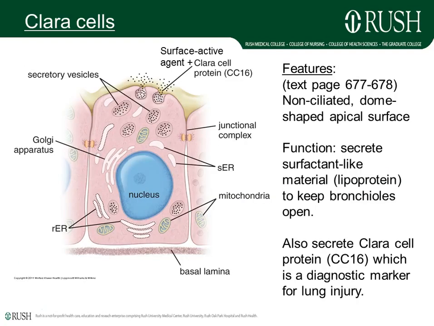So what are Clara cells? Clara cells are found usually in the smaller bronchioles, and these are non-ciliated cells that have a dome-shaped apical surface. Their function is to produce and secrete a lipoprotein that acts as a surfactant. This surfactant essentially keeps bronchioles open so that they don't collapse, because they don't have cartilage to keep them open. Clara cells also secrete something called CC16, or Clara cell protein, which is a diagnostic marker in lung injury.